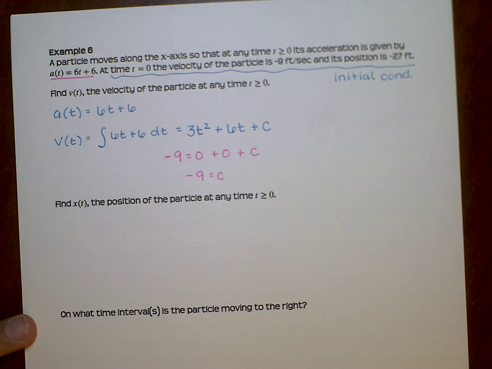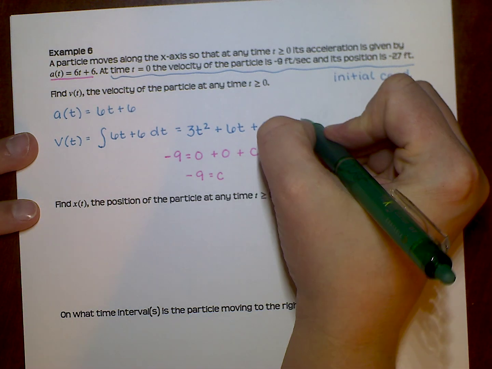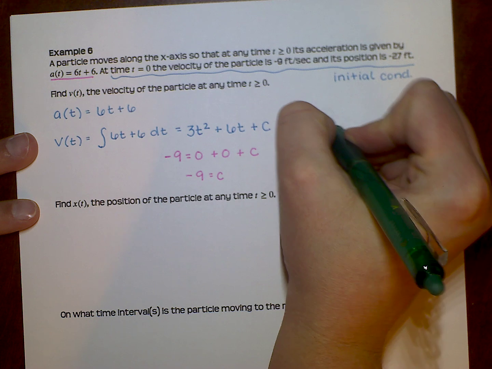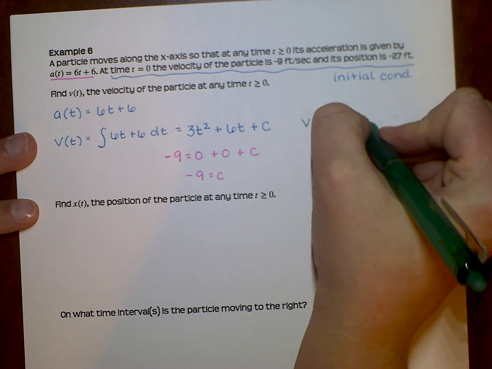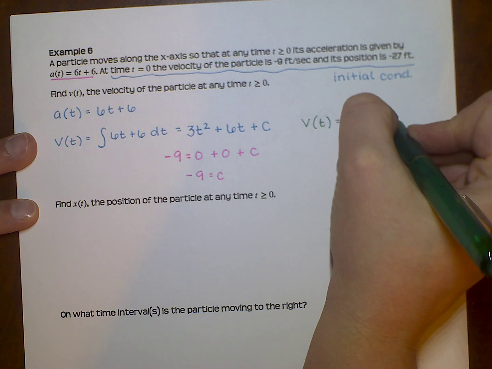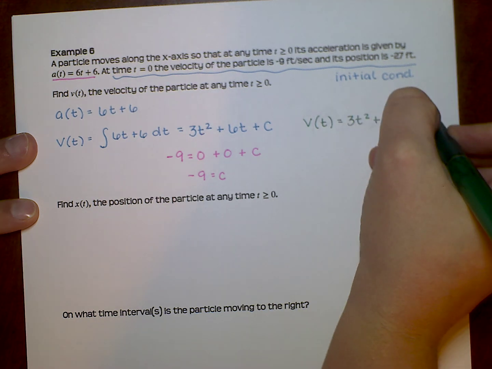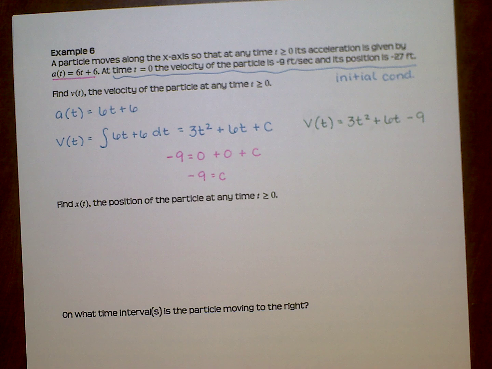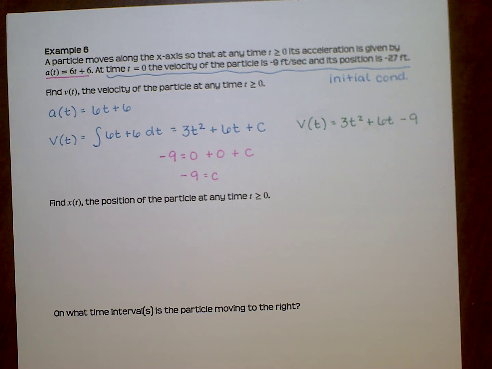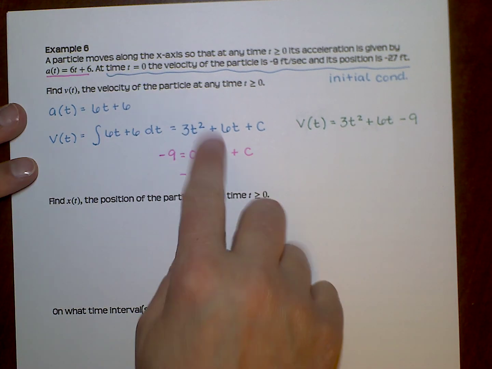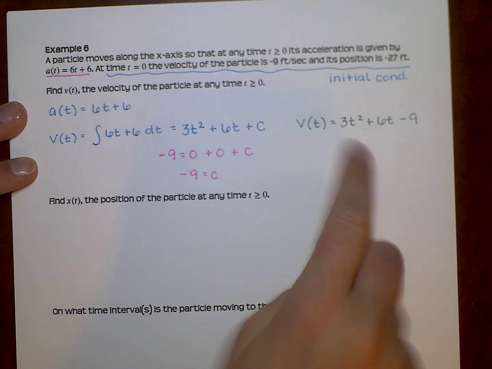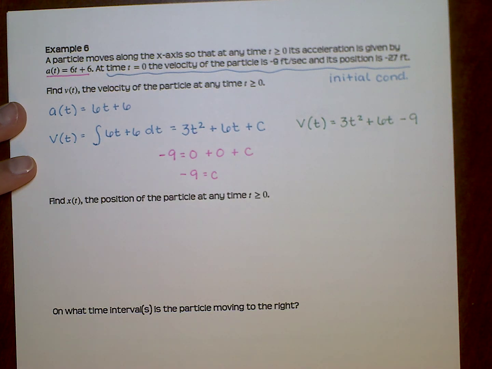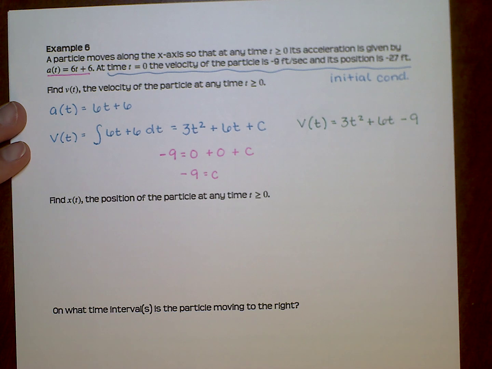So I'm now going to officially say that my velocity function is 3t squared plus 6t minus 9. We couldn't do that before. We couldn't get all the way to the equation. We would have to stop here. We could say it's this plus c, but the new thing is, can we throw in that c value? So now let's do it again.